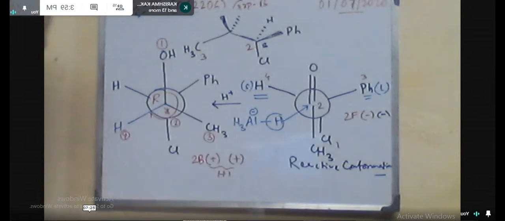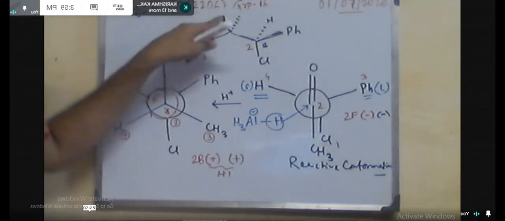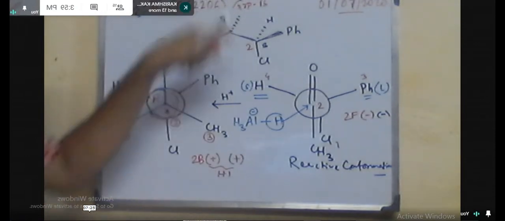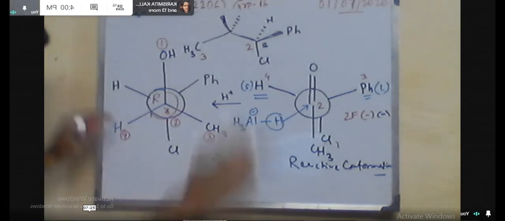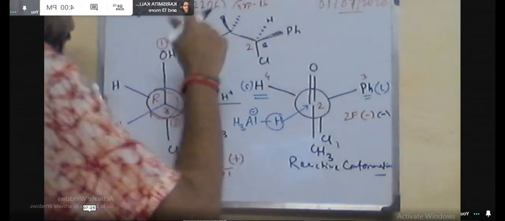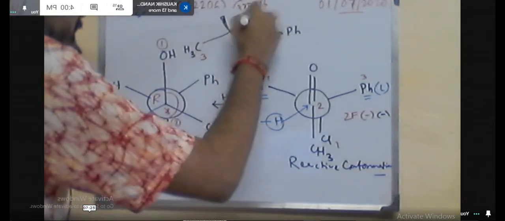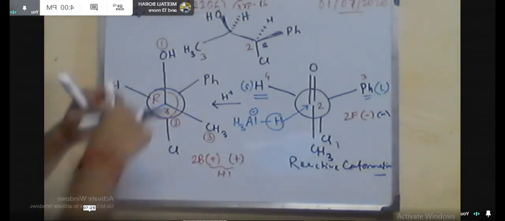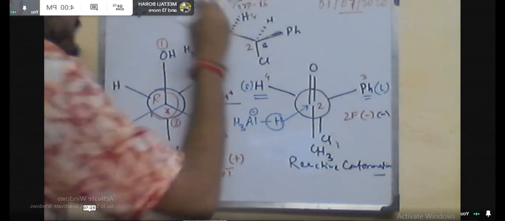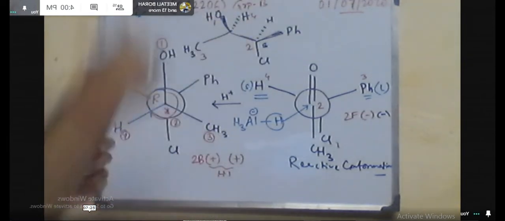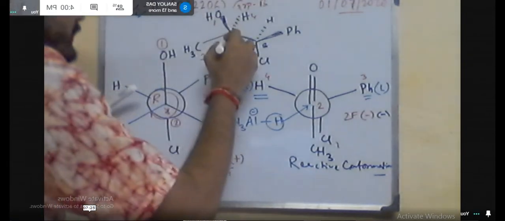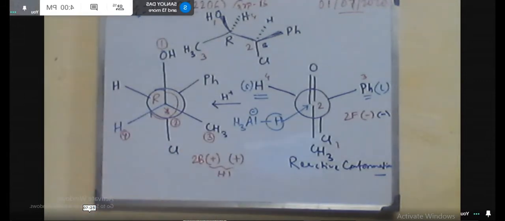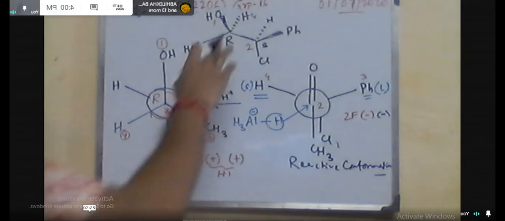Okay, so this is case 2, and the last case, the important one, is the Cram-chelate model. Generally, this Cram-chelate model will form the opposite product of the normal Cram model, and I will show both the effect of the normal Cram model as well as the chelate model in an example. So like this one.